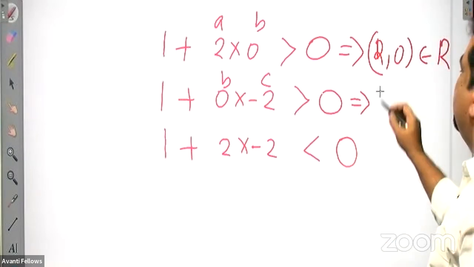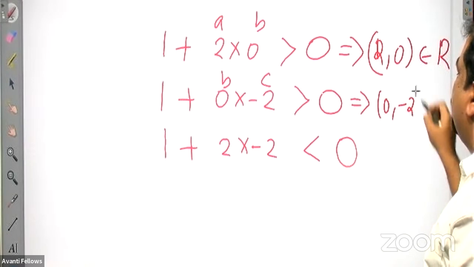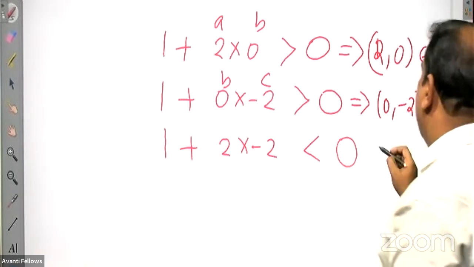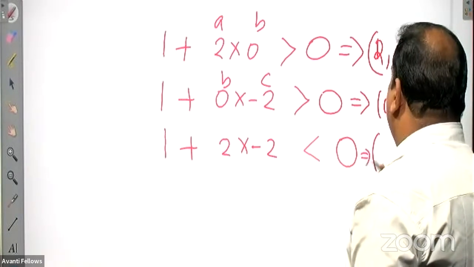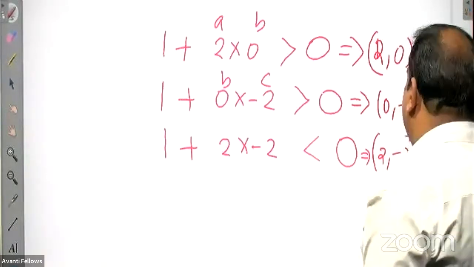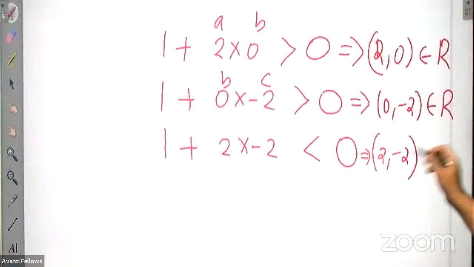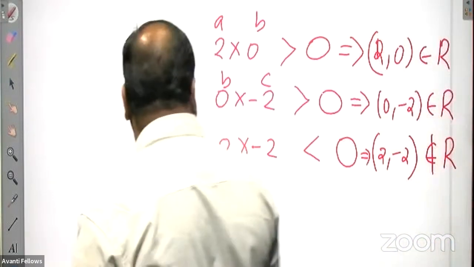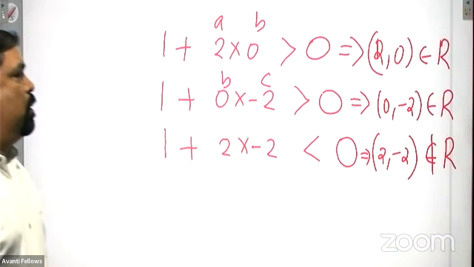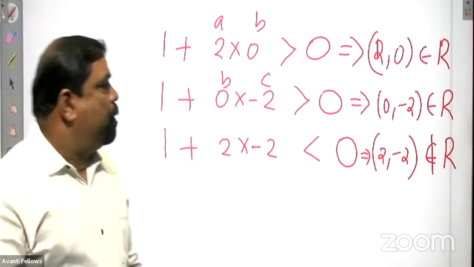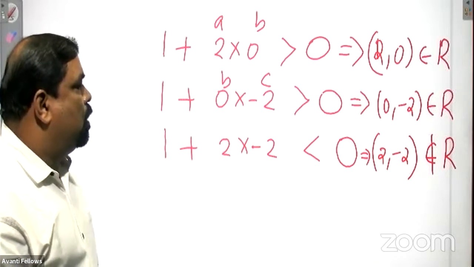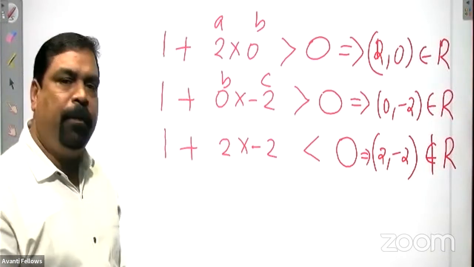Okay, that means 0 minus 2 is also in the relation, but (2, -2), that is AC, is not in the relation. So AB is in the relation, BC is also in the relation, but AC is not in the relation.